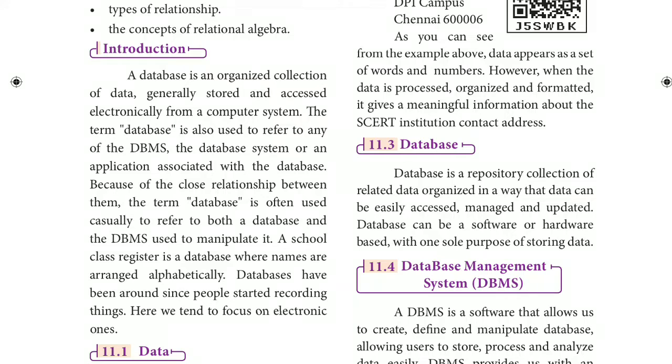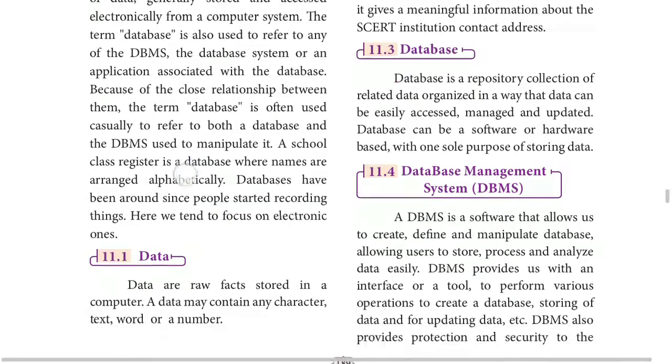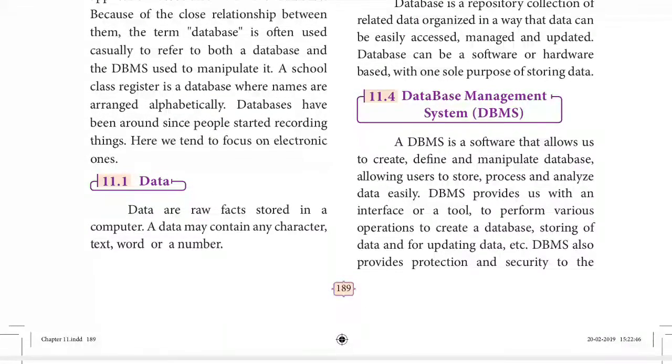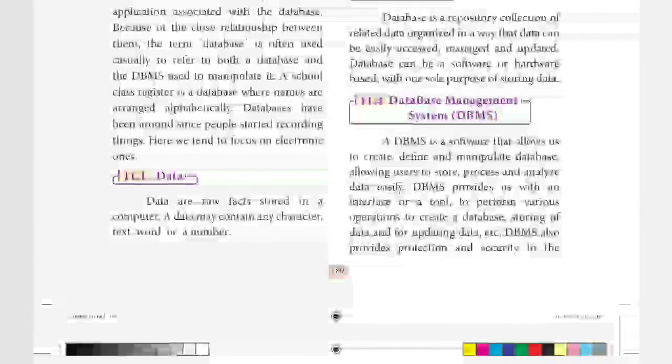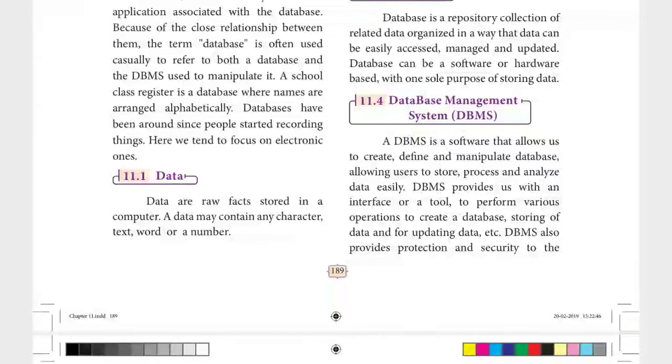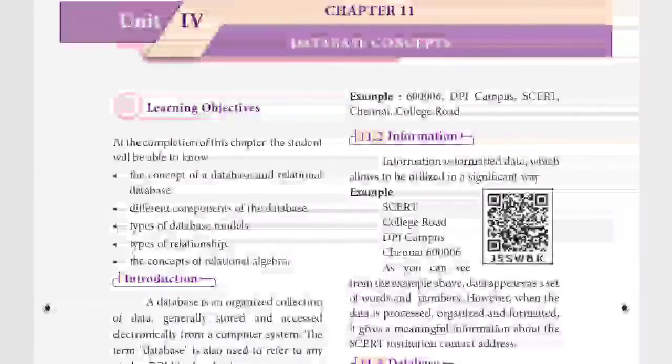So the first thing is data. The first important thing in a database is the data. Data are raw facts stored in a computer. Data may contain any character, text, word, or a number. It can contain any number or text or name or anything, but it is not organized. It is a raw fact. So it may be a number, a name, a text, anything. But when you process it, you get the information.